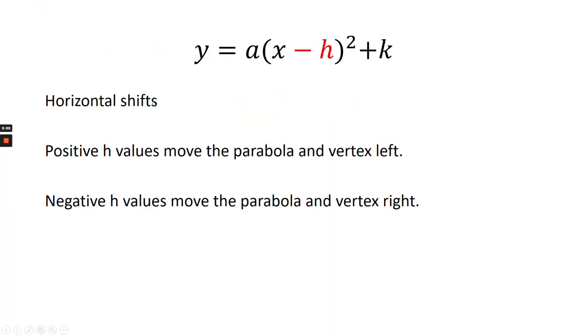All right, now h, guys. h is our horizontal shifts. Positive h values move the parabola to the left and your vertex to the left. Negative h values move our parabola and vertex to the right. So keep that in mind, guys. I know it seems a little flipped, but positive h values move it to the left, and negative h values move it to the right.